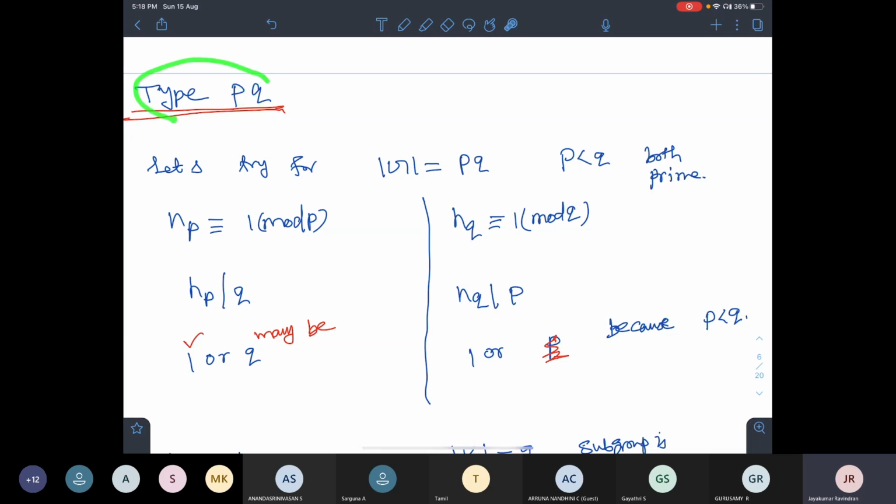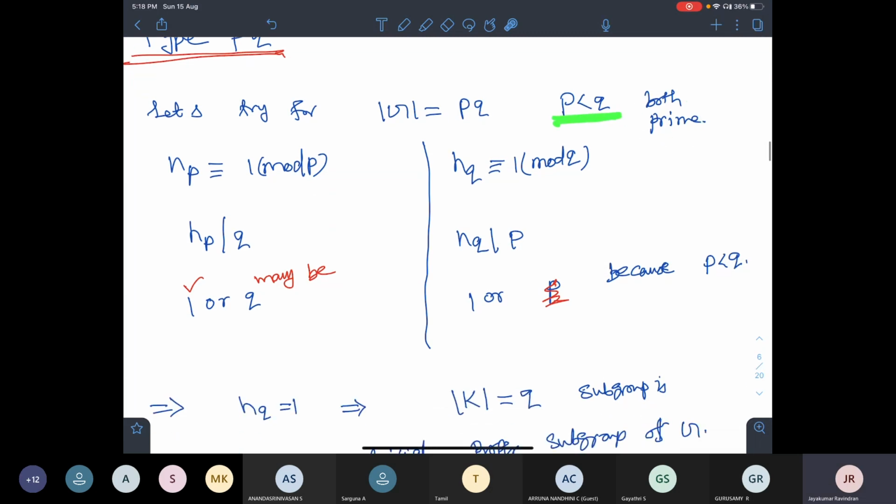Okay, now the type PQ. Same thing. You have a group of order PQ, P less than Q, both are prime. These are given. This is a very standard thing. Similarly, n_P, the number of P Sylow subgroups, is congruent to 1 mod P. Then the remaining factor divides Q. So 1 or Q is possible. 1 I know is always possible. Q I don't know whether it's possible or not. Sometimes n_P divides Q minus 1, sometimes not.